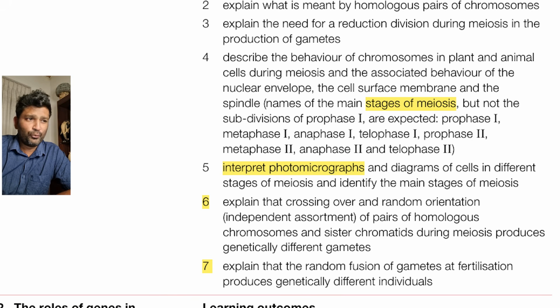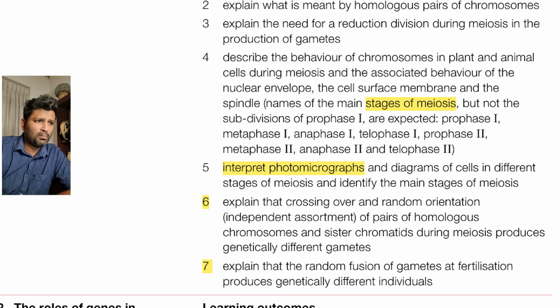So as I said, this 4 and 5 talks about photomicrographs and the stages and the differences of what happens. And you should also be able to compare between meiosis 1, a particular stage, with the same stage in meiosis 2 as well, right?